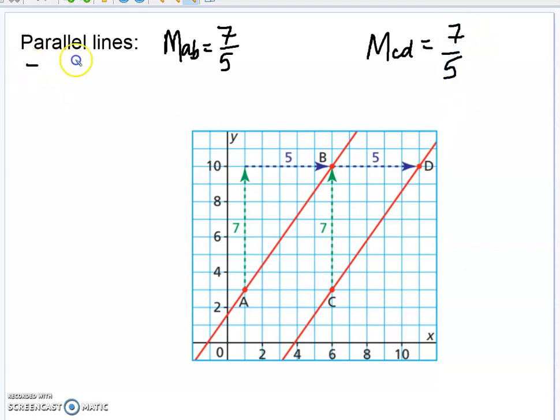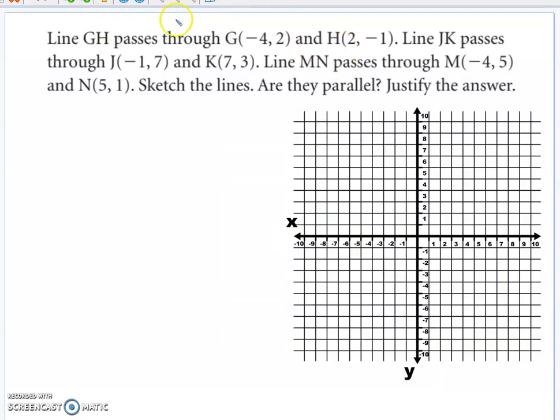So what we're going to figure out is that when we have parallel lines, the slopes are the same. As soon as you find that one slope is exactly the same as the next slope, that means those two lines are parallel. They will never actually meet. So let's do a question here. We have the line GH that passes through these 2 points, and the line JK that passes through these two points, and MN which passes through these 2 points. Can we figure out if they're parallel or not?